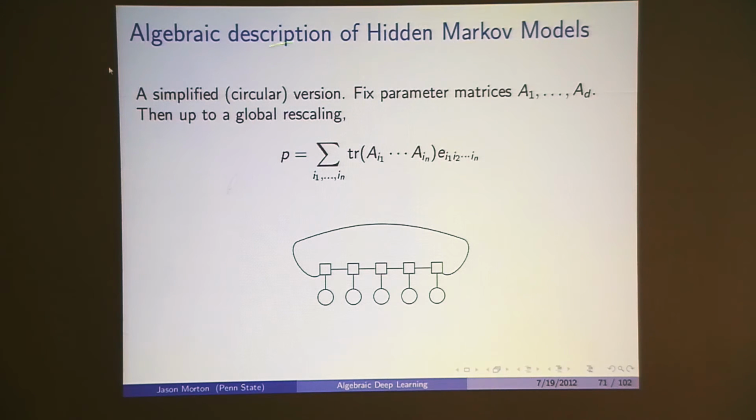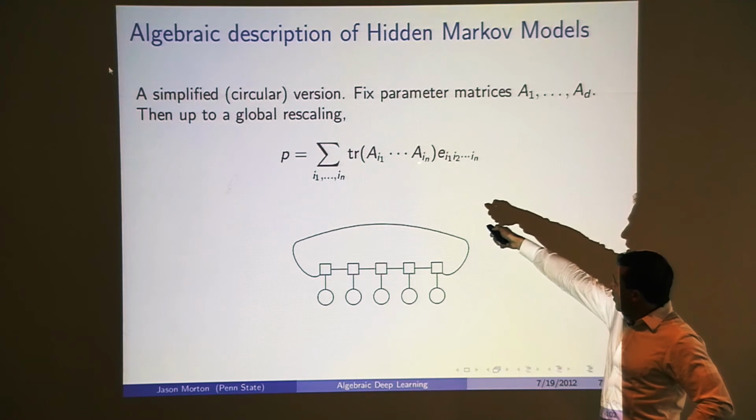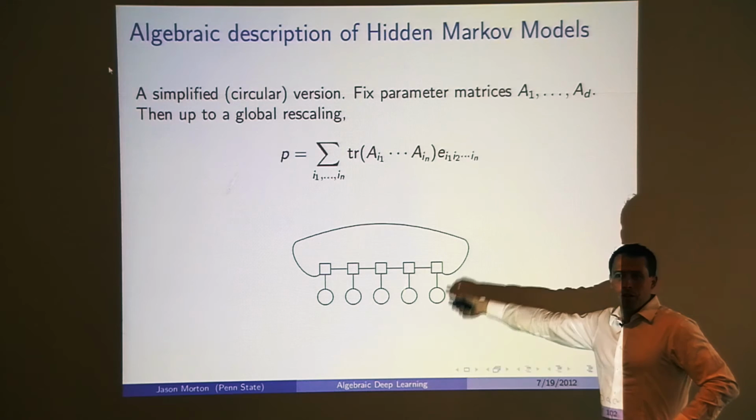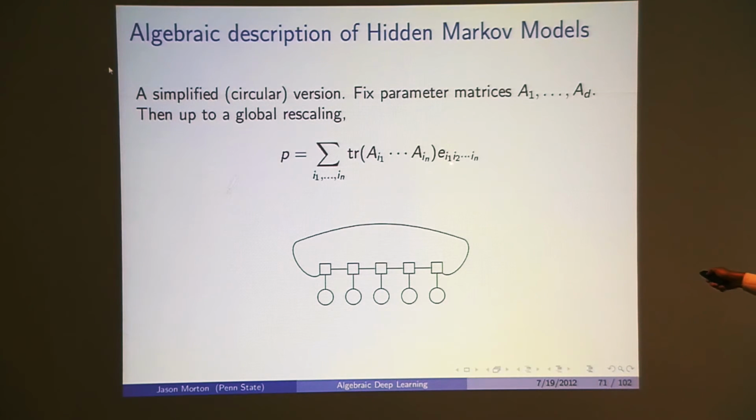Here's a simplified version of that, just so I don't have to tell you all the parameters again. If I fix parameter matrices, so I choose one tensor, then up to global rescaling, I can think about the probability distribution as the sum of the trace of a product of these matrices. The indices down here, A, I1, I up to IN, keep track of what the output state was, what the emitted state was in the hidden Markov model. So I take the trace of that product, multiply that by a standard basis vector.